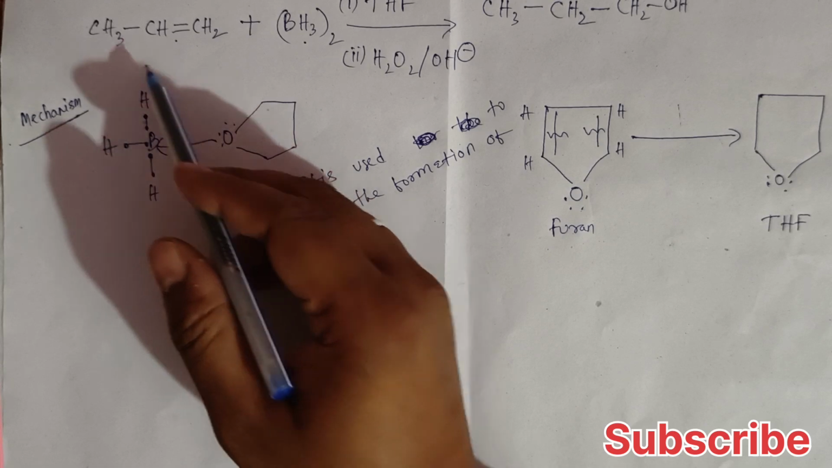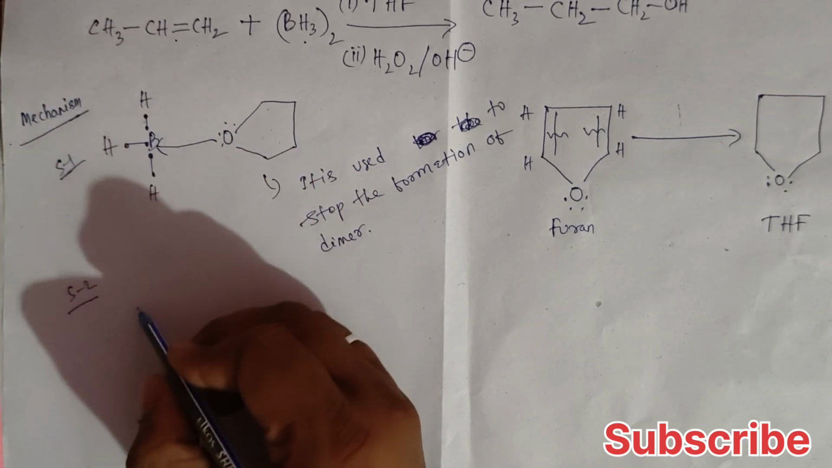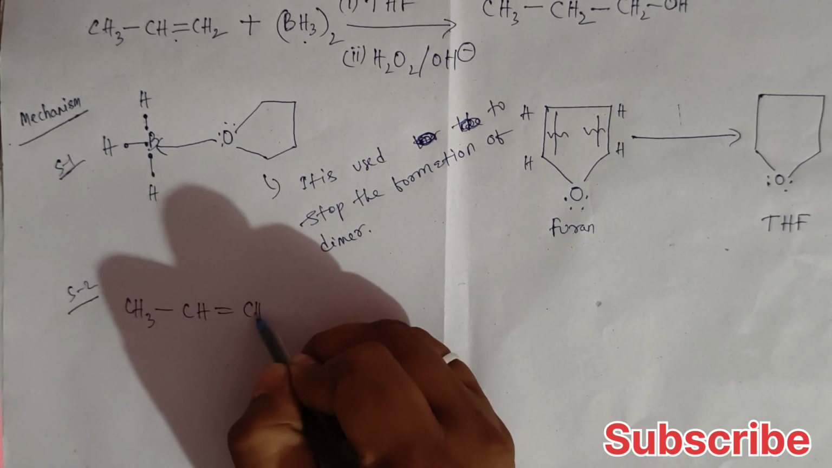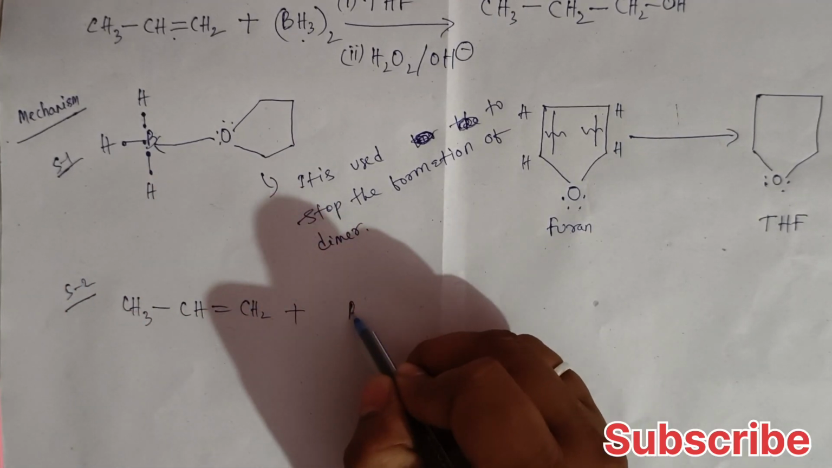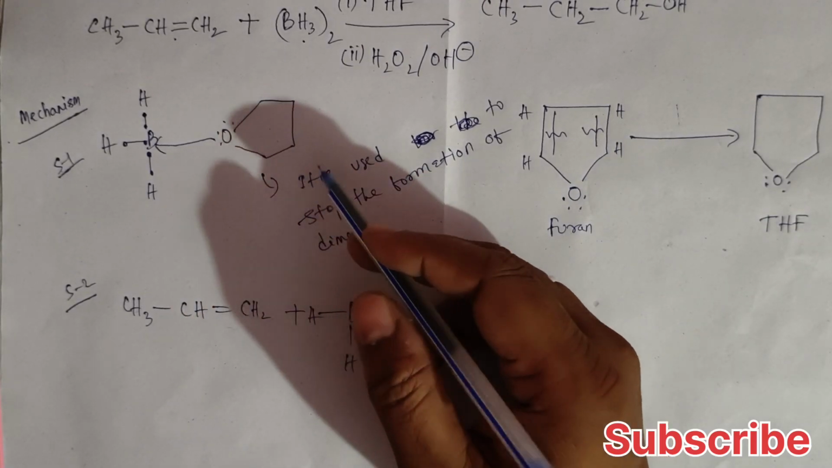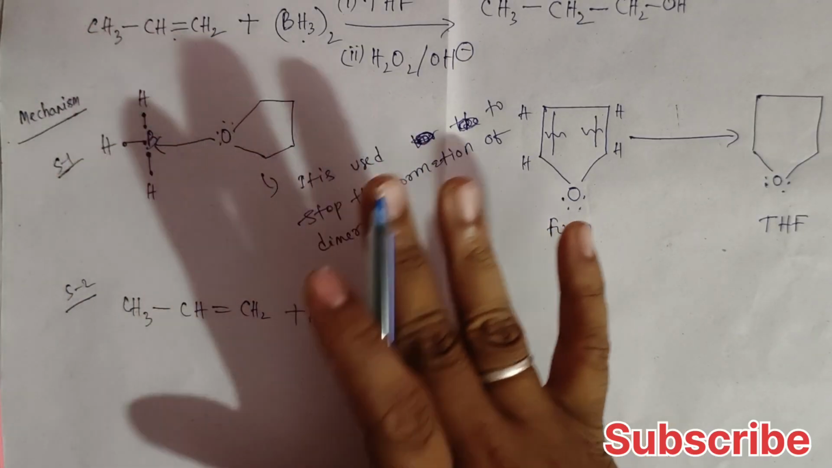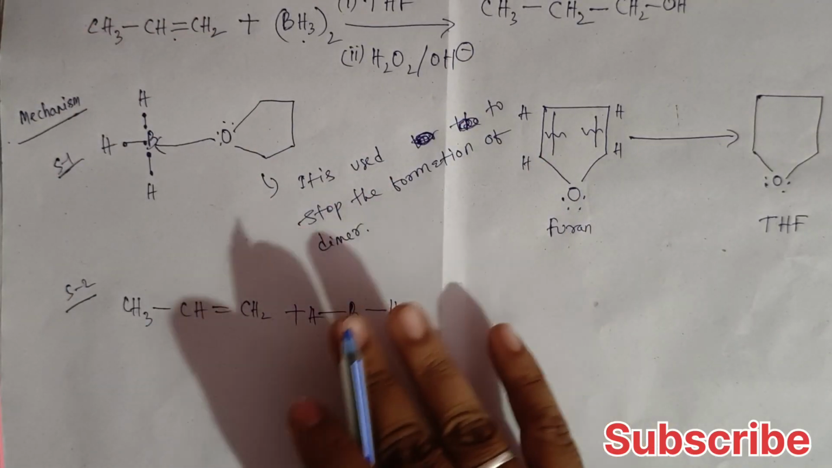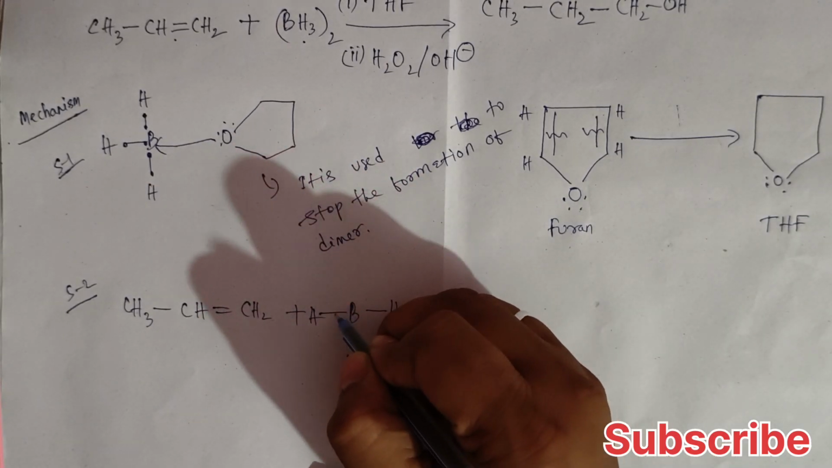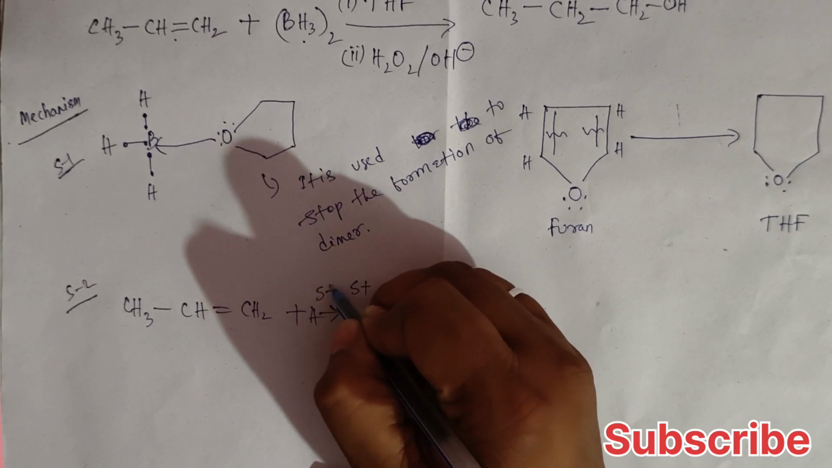So this is step number 1. Step 2, what will happen? CH3CH double bond CH2 will react with BH3. BH3 is stable now because of the presence of THF. Here I will not write THF, but it is present. Boron is more electropositive because it is a metal. Boron is positive and hydrogen is negative.